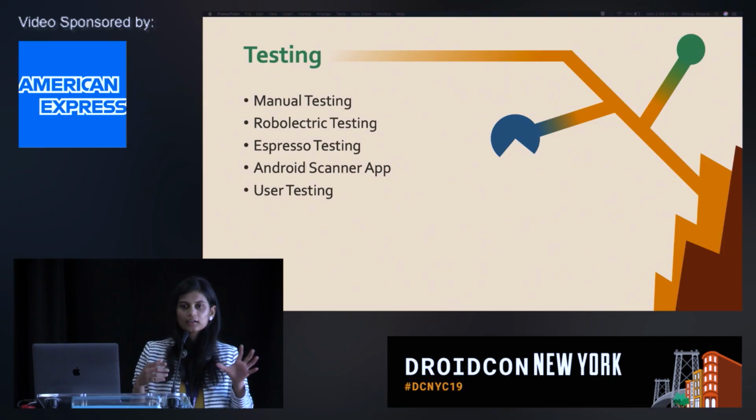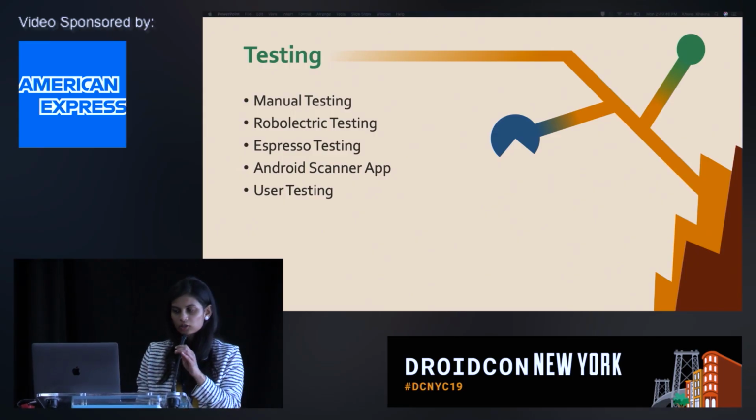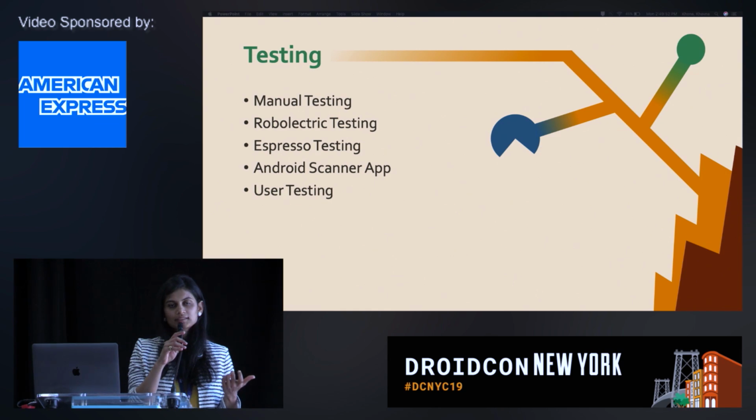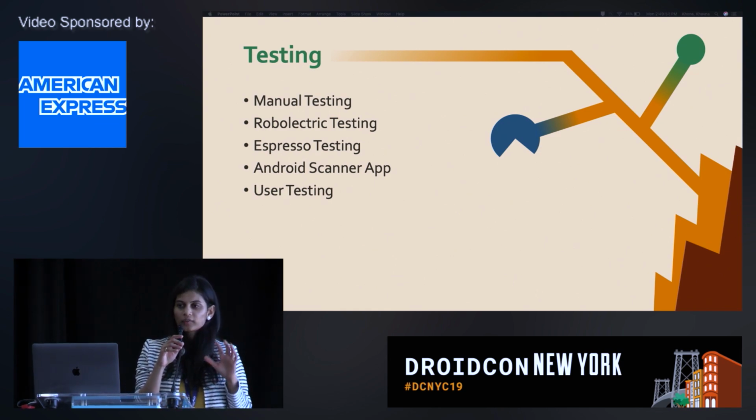You could also add a lint rule, where you can set that each element should have a content description. It's kind of aggressive, but it's totally your call. And then again, you have the scanner app. Android Scanner app is pretty cool. It's very easy to use.